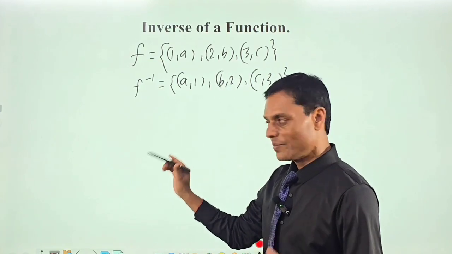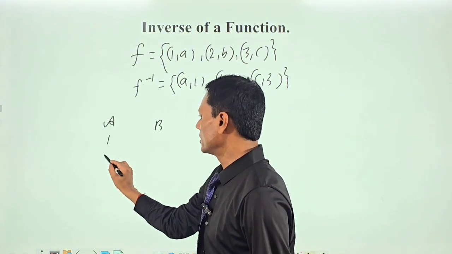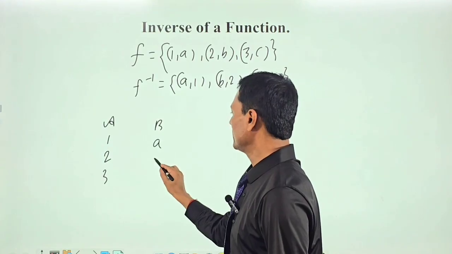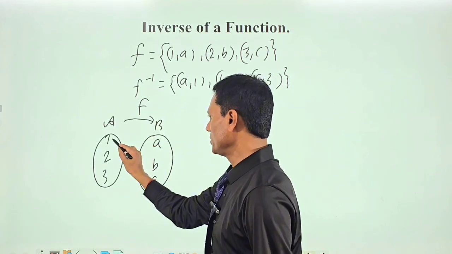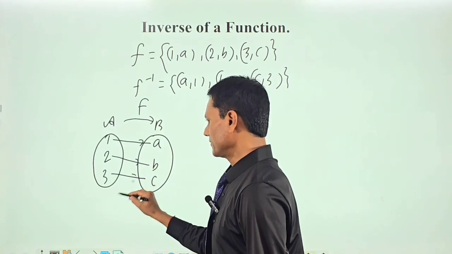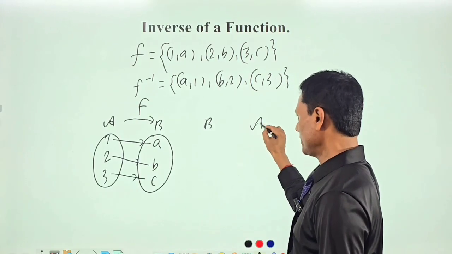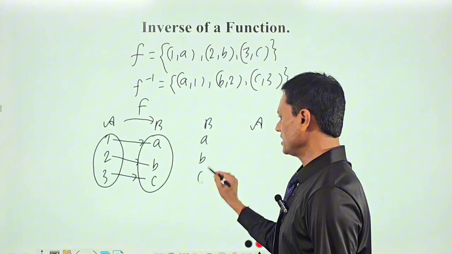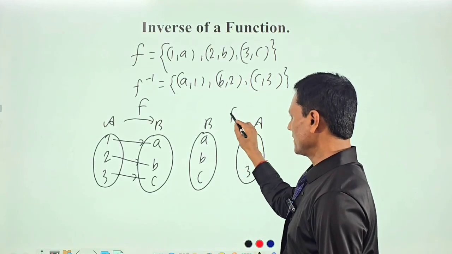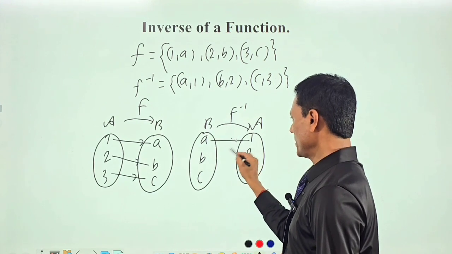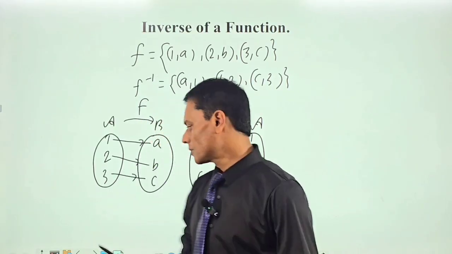We can show it in a mapping diagram as well. First of all, a function f, with 1, 2, 3 on one side and a, b, and c on the other. First of all, here is a to b, so this is a function. Its inverse will be like this: a, b, c becomes the domain, and 1, 2, 3 becomes the range, and this is f inverse, and that's the function. a maps to 1, b maps to 2, and c maps to 3. So we can define the inverse of the function like this.